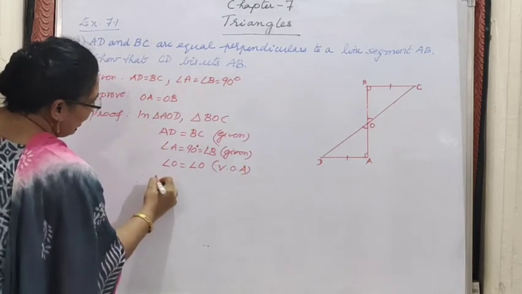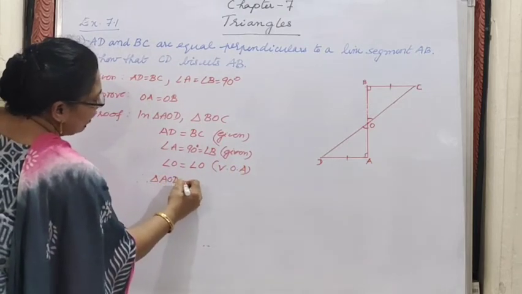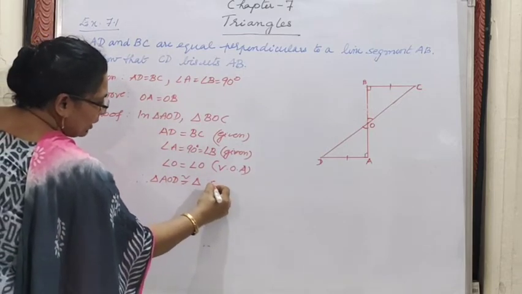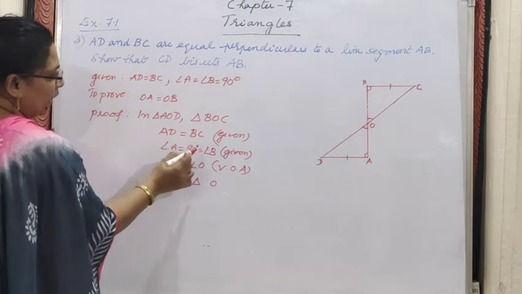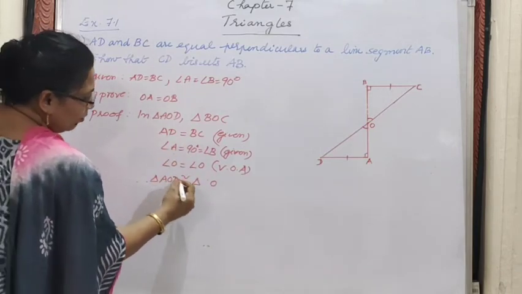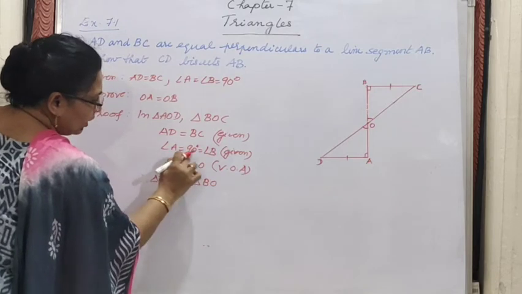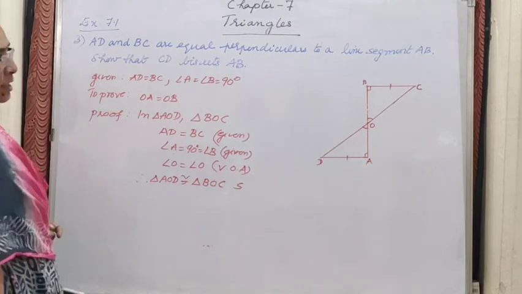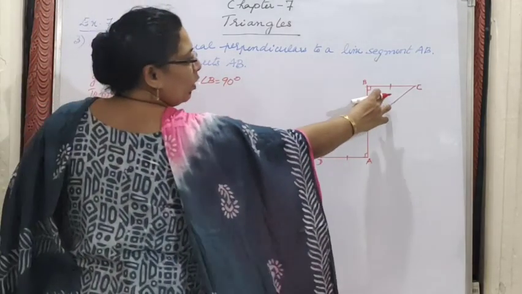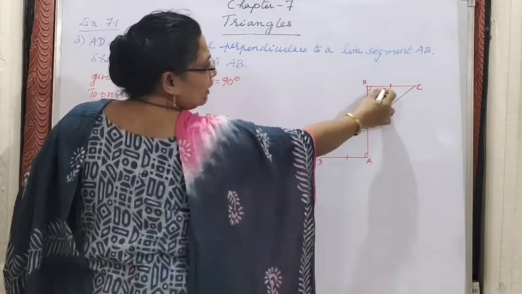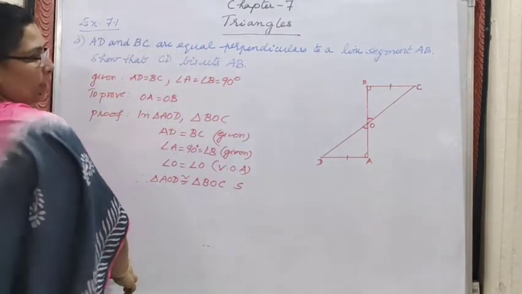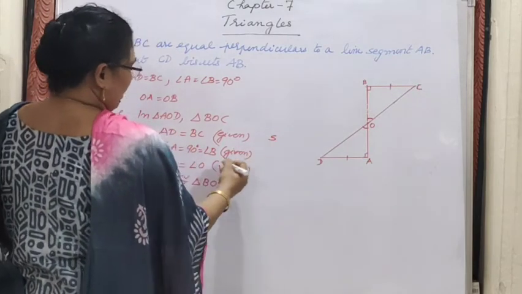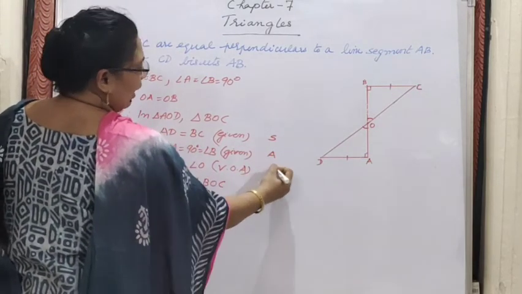Therefore triangle AOD congruent to triangle, for O it is O only, so middle letter is O. So AD and BC are given, angle A and angle B only. So for A the corresponding is B, so BOC. Criteria is, see this one, we have to take only one side, two angles, but the side is not included also, right? So we got how many? We'll write here side, again angle, again angle.